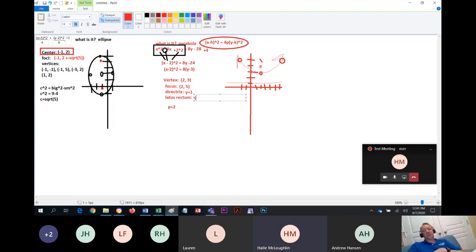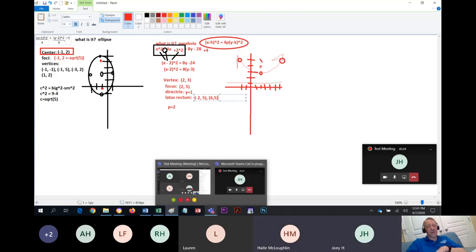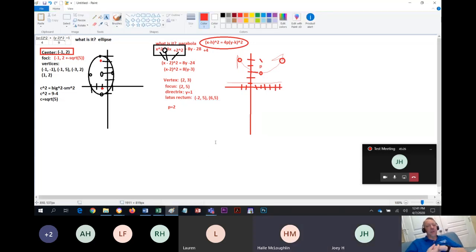Must be Joey's turn. Is it -2, 5 and positive 6, 5? Like between those two? 6, 5. I think so. If we can count correctly: 1, 2, 3. So the -2, 5 is definitely correct. 1, 2, 3, 4, 5, 6. Yes, they're both correct. Okay, well done. Does that make sense?